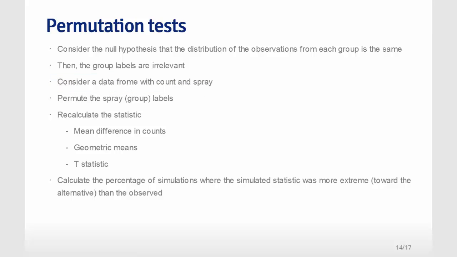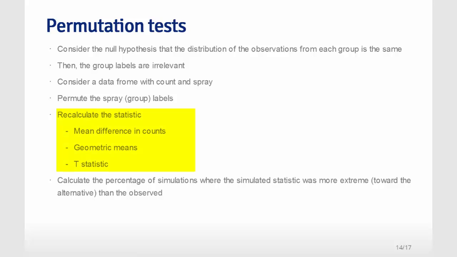Now consider permuting the group labels, just taking that vector of labels and permuting it, for example, with just the command sample in R, which if you give a vector with no arguments, the command sample just randomly permutes the entries. Then you could recalculate the statistic for each permutation.